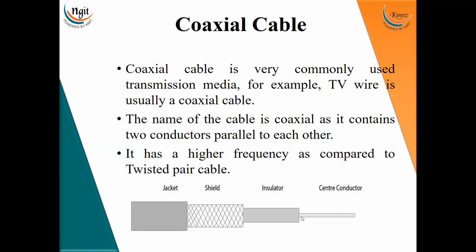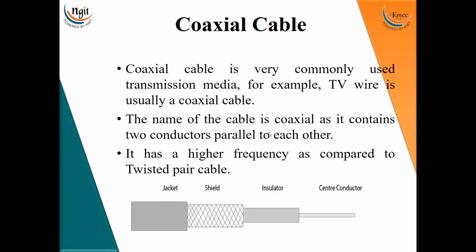Inside of this we have a center conductor. It is covered with a plastic insulator, then it is covered with a shield, then it is covered with a plastic jacket. When compared to the twisted pair cable, the frequency range for the coaxial cable is much higher.